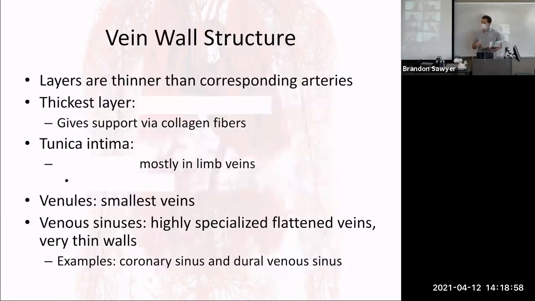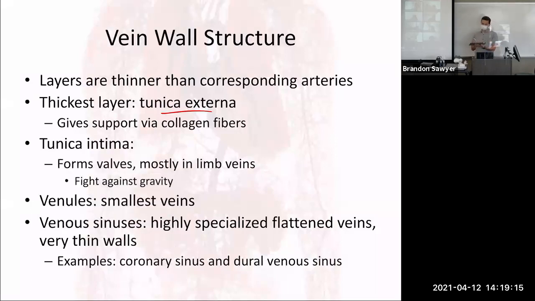Okay. All right. So the vein wall structure, the layers are thinner than the arteries for sure. The thickest layer is the external one, the one that holds it to other parts of the body. Okay, that's the tunica externa. The valves are actually just formed as extensions of the endothelial cells of the tunica intima. Okay, so these help us fight against gravity.